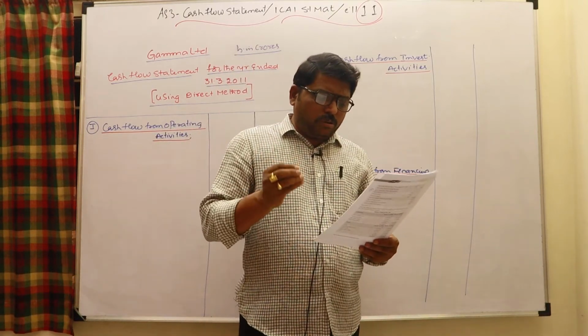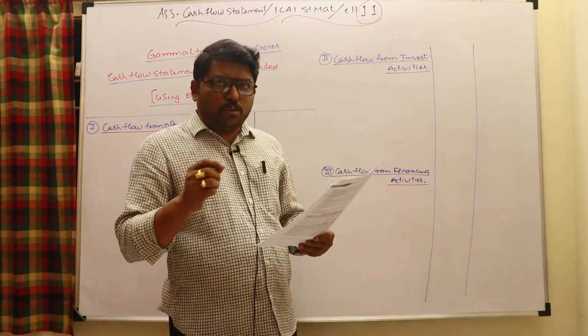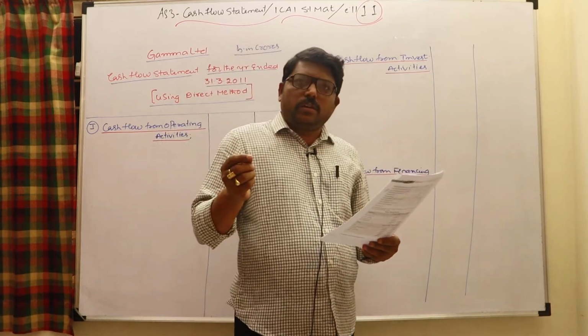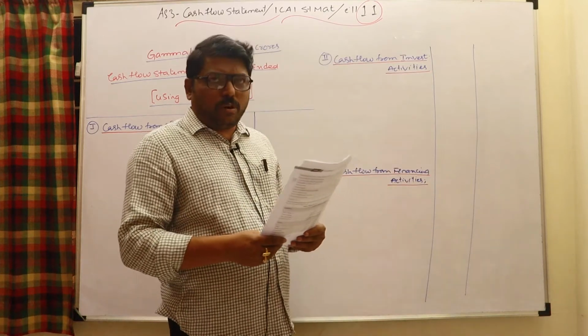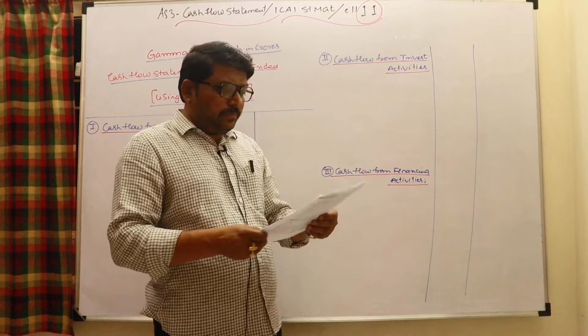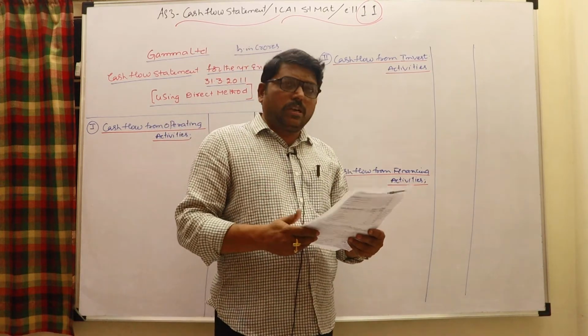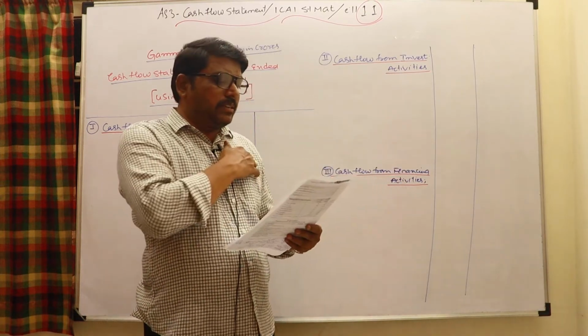Investment costing 12 crores was sold at 2.4 crores profit, which means the investment was sold at 14.4 crores. That is the amount we received. That is an investing activity. Next, 8 crores income tax paid. It is an operating activity.